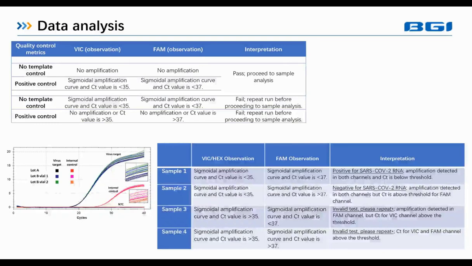Now, the lower table shows you four possible scenarios for any given sample. First thing, look at the internal reference. If you see a good amplification, that indicates the sample has good quality. And if there is FAM channel amplification, that's positive for SARS-CoV-2. If there is not, it is negative for SARS-CoV-2. If you do not have a good internal reference amplification, the sample fails. Regardless of whether you have FAM amplification or not, this test is invalid and you should repeat that sample.